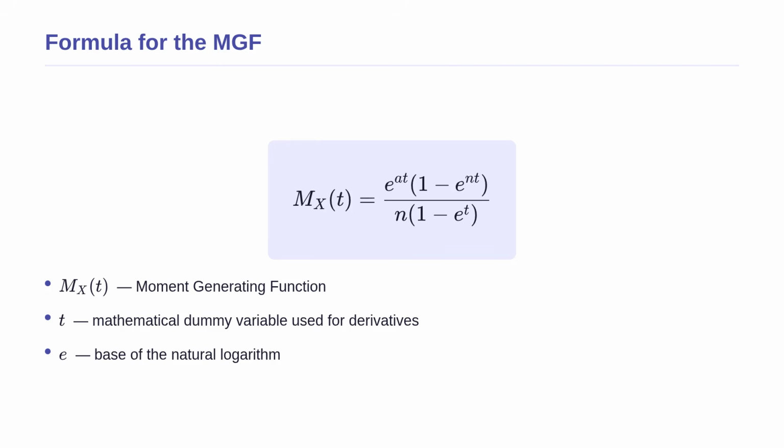Let us look at the mathematical form of this moment-generating function. Conceptually, this formula condenses a long series of exponential terms into one closed-form expression using the rules of geometric series. In this formula, m sub x of t represents the function itself. The letter e is the base of the natural logarithm. The variable t is a mathematical dummy variable that we use later for taking derivatives. The variables a and n represent our starting value and total outcomes, just as before. If you take the first derivative of this function and set t to 0, it will magically output the exact mean formula we derived earlier.